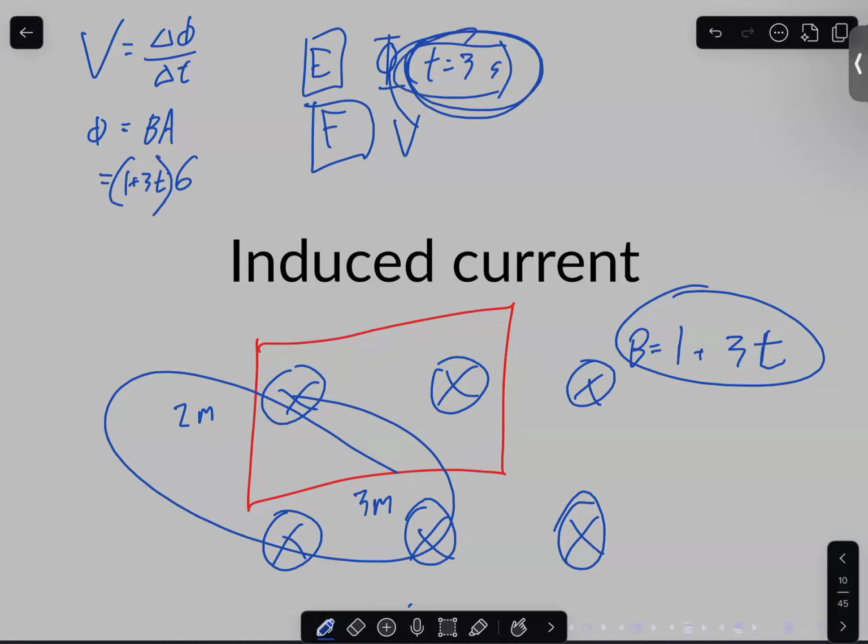And I'm asking you after 3 seconds, what is the flux? That means I just plug in 3 for time. I mean, that's the whole idea of algebra. Okay, 3 times 3 is 9, plus 1 is 10. And 10 times 6 is, rumor on the street has it, 60. So far so good? Any other questions about finding the flux and why and how and what and stuff?